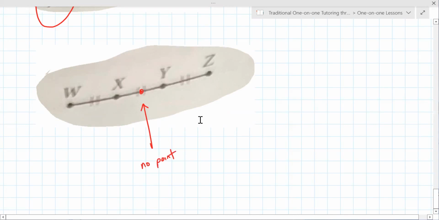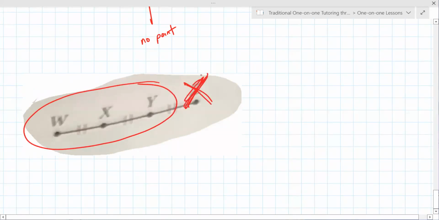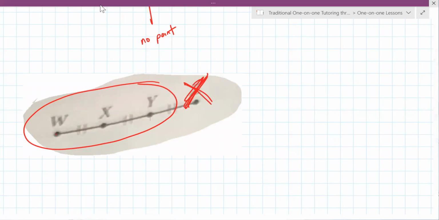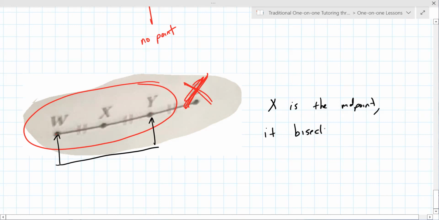Okay. So what we have to do, and this is going to be a little uncomfortable because it's very new, is we have to first say, let's just look at this part. Forget about that. Pretend like it's W to Y. What is the midpoint from W to Y? The midpoint is X. So we say X is the midpoint. It bisects WY.